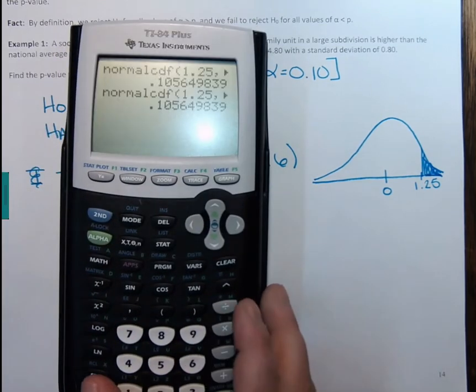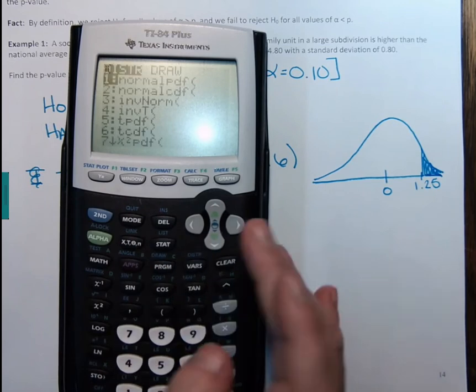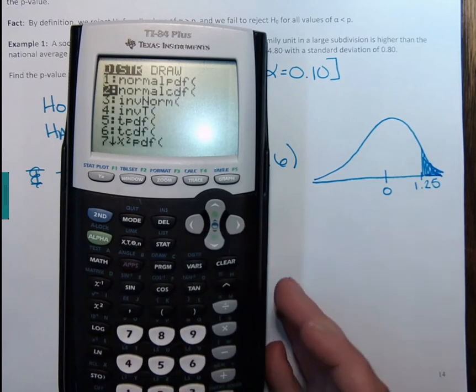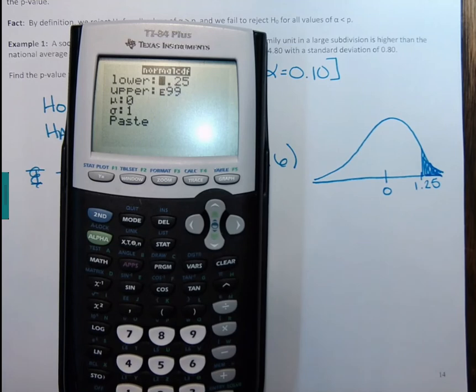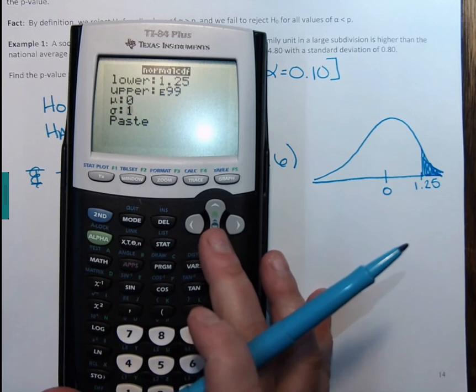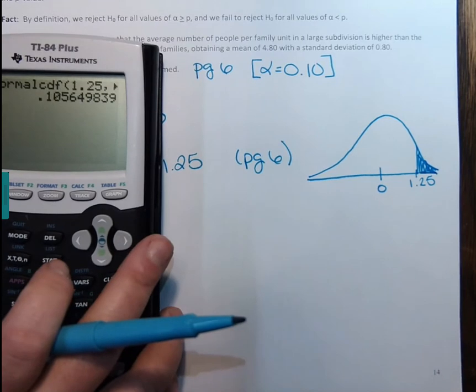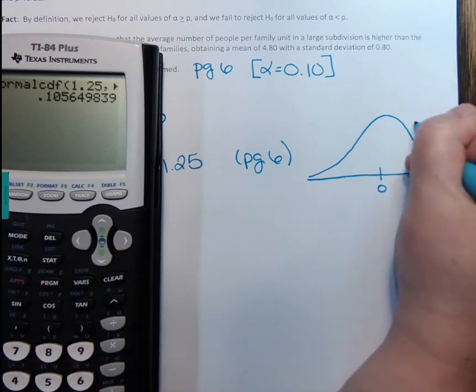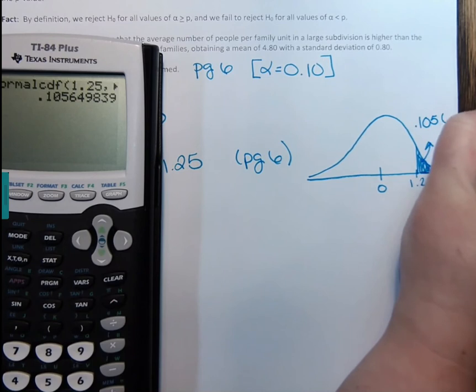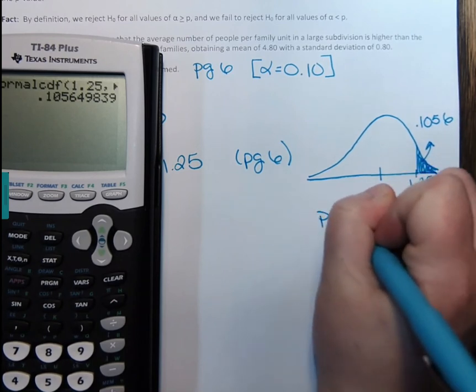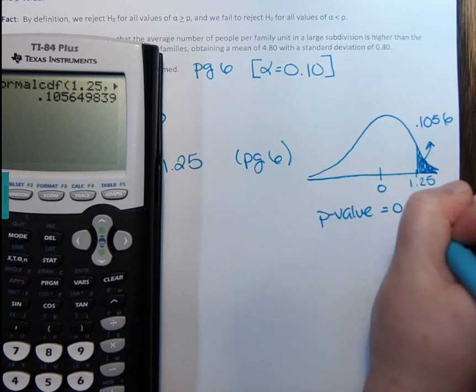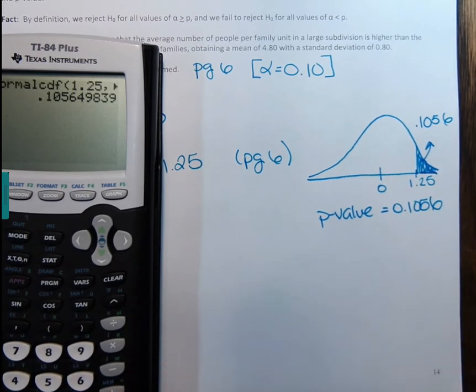Using my calculator, I'm going to use the normalcdf function. I've already got these values in here. The lower endpoint for the area that we want occurs at 1.25, and for the upper I'm just going to set infinity. Then we've got mu equal to 0 and sigma equal to 1, because we're looking at the area under a standard normal curve. You'll notice that the area under the curve is equal to 0.1056. So this tells me that my p-value is equal to 0.1056.